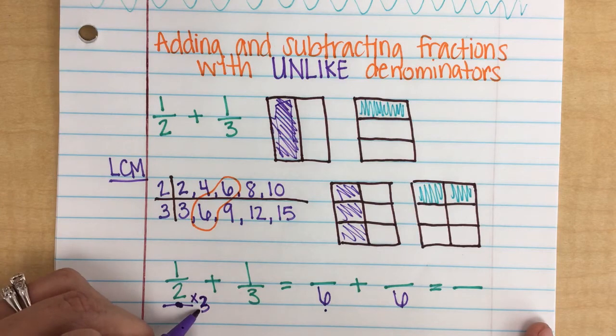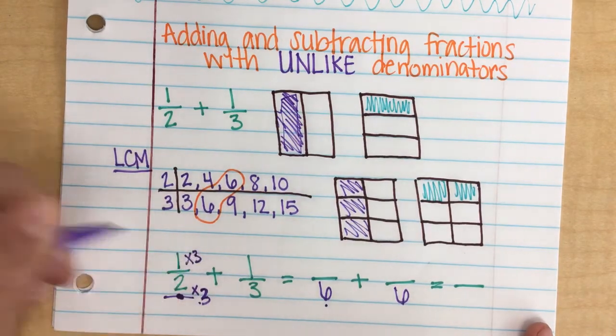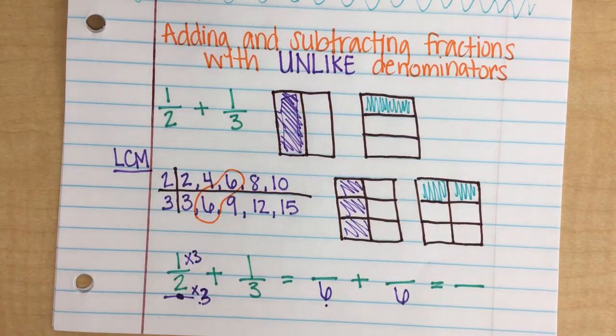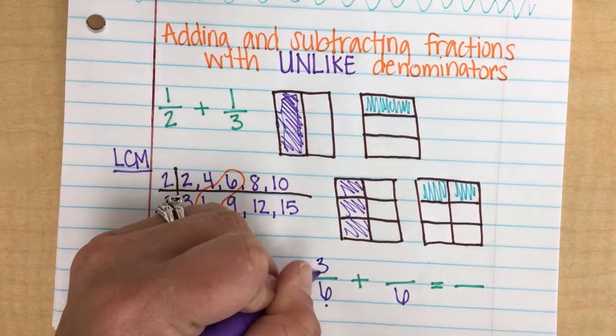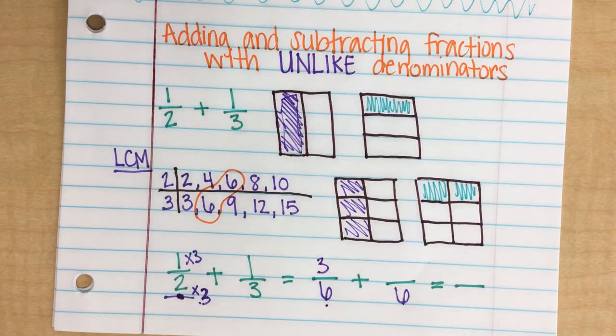Now whatever I do to the bottom, I have to do to the top. I have to make it fair. So 1 times 3 is 3. I gave an example in class that if I have 2 friends and I only give one of them money, but I don't give the other one money, it's not fair. I have to do the same thing for both.